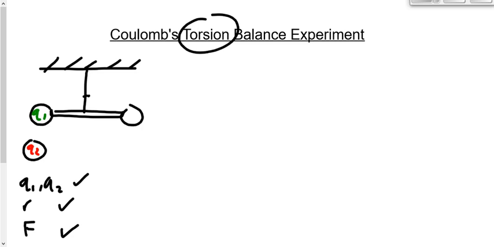Now, how does this experiment go? Well, essentially, he does 3 different experiments. In the first one, I don't know what order it would have been done in, but let's say in the first one, he would manipulate the value of Q1.